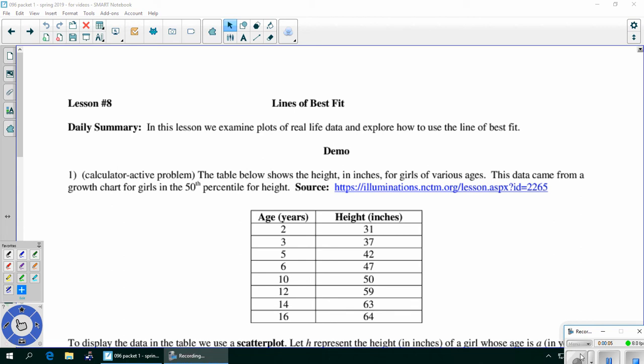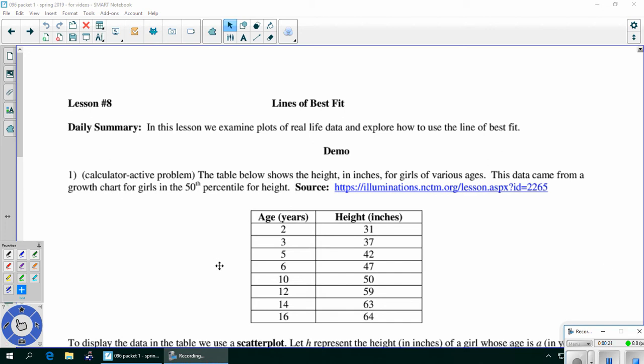Lesson number 8, Daily Summary. In this lesson, we examine plots of real-life data and explore how to use the line of best fit. The table below shows the height in inches for girls of various ages. This data came from a growth chart for girls in the 50th percentile for height.